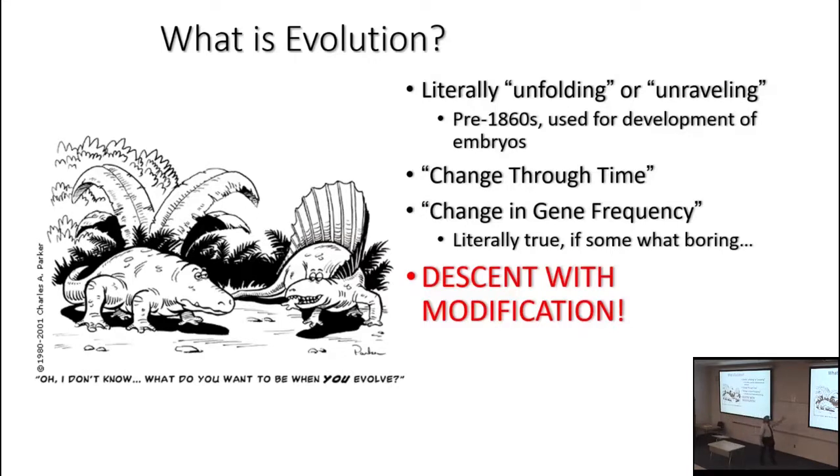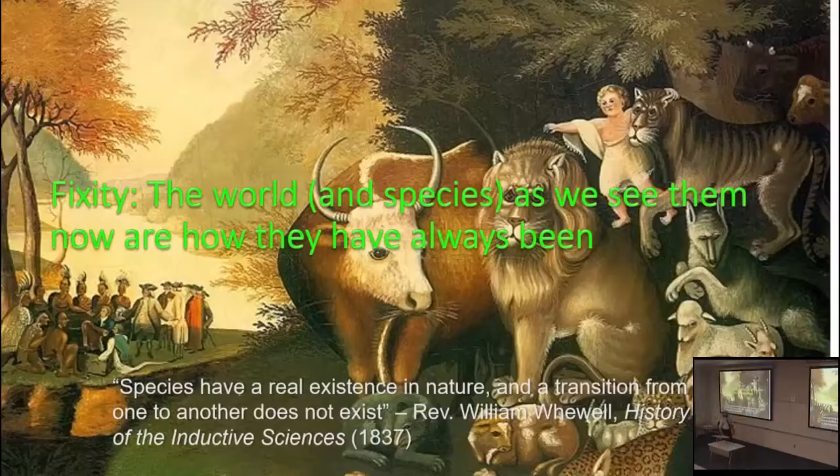In fact, this phrase, descent with modification, Charles Darwin used a lot more often than he used the word evolution. Because, of course, it had a different meaning in his era, although he was largely responsible for helping transform it to this meaning. And in books like The Origin, he tended to use descent with modification.